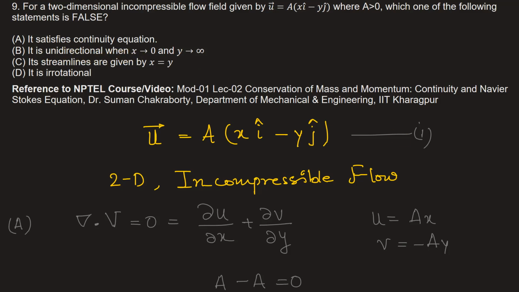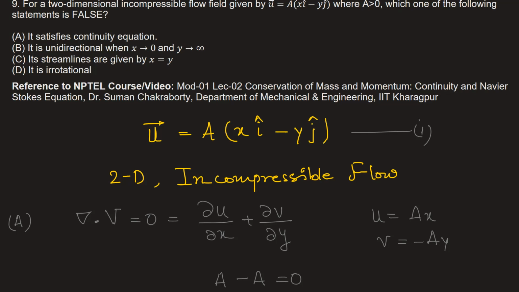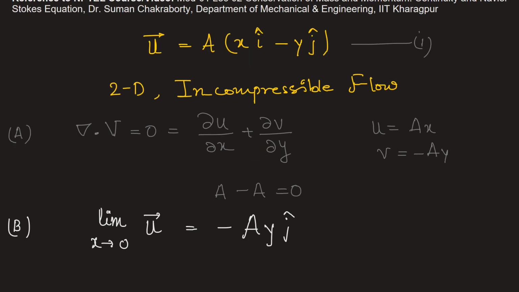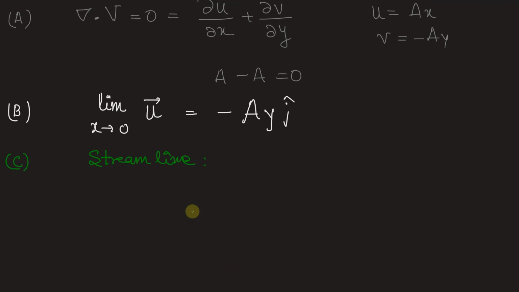Okay, now let's check statement C, that says its streamlines are given by x is equal to y. Now let's check its streamline. So the equation of streamline for a two-dimensional flow field, how can we write it? dx by u should be equal to dy by v. So this is the equation of streamline.